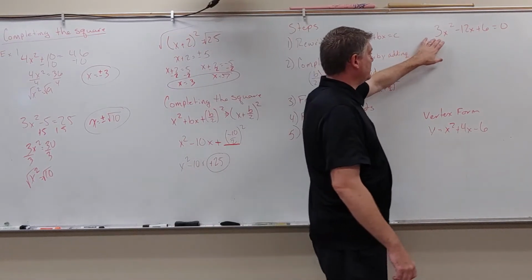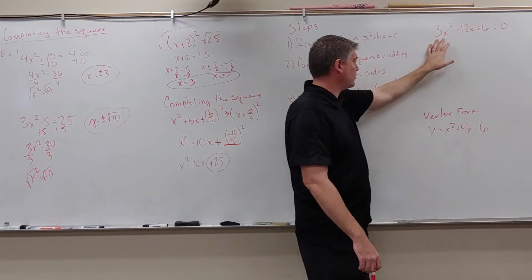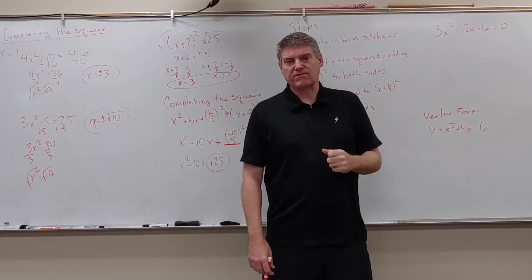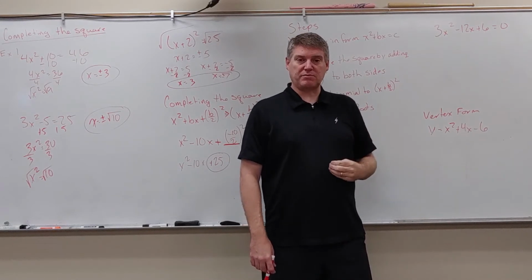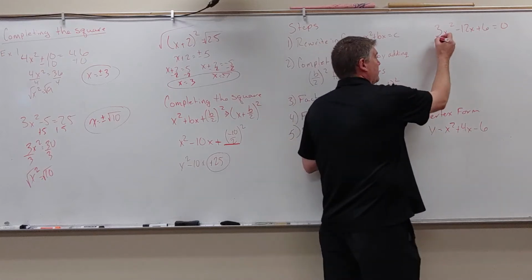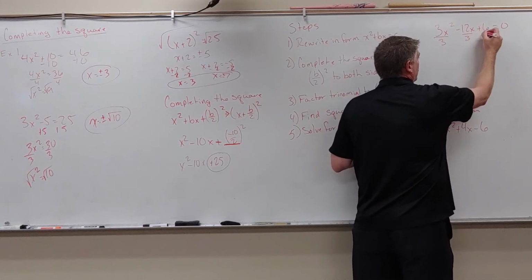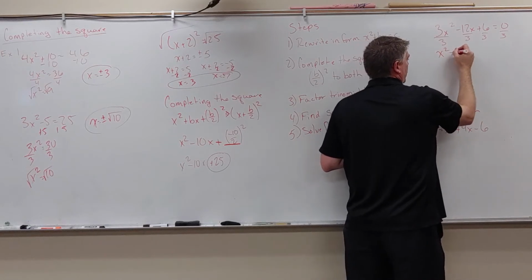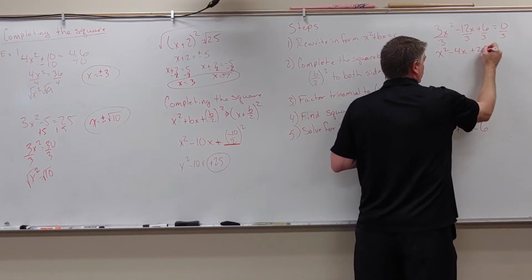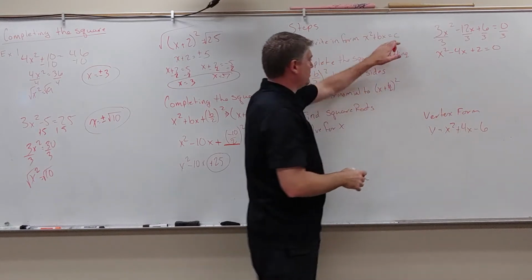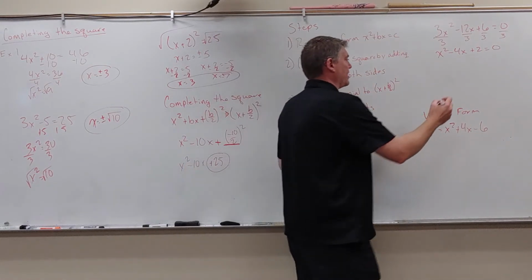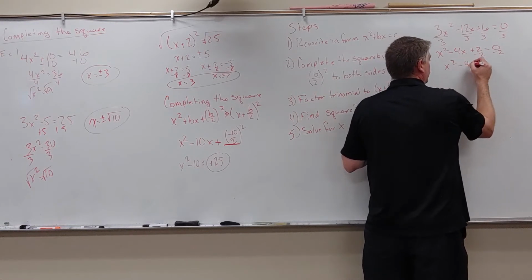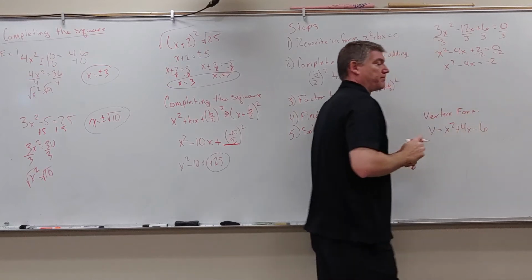So the first thing here is I don't have an a that's 1. I started off with 3x squared minus 12x plus 6. So the first thing I need to do is get a to be 1. I'm going to divide every single term by 3. Now I get x squared minus 4x plus 2 equals 0. It also says I need to move my 2 to the other side, so I'm going to subtract 2 from both sides. x squared minus 4x equals negative 2.